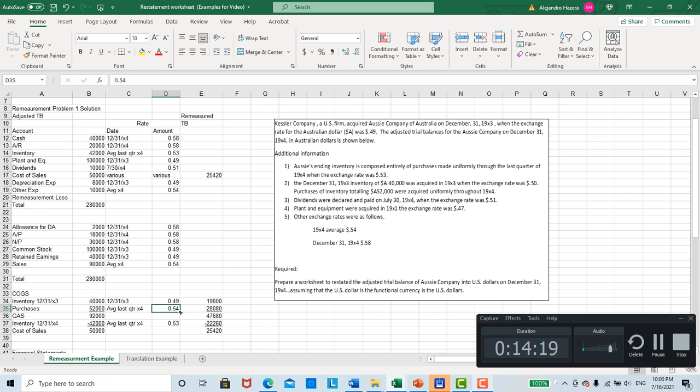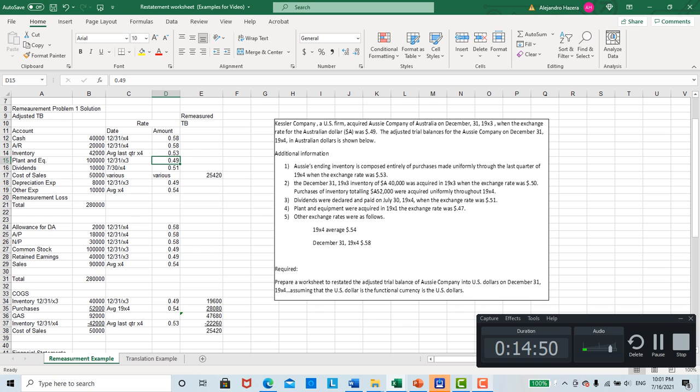Okay, now wait a minute. No, I'm going to change one thing here. It says purchases of inventory totaling 52,000 were acquired uniformly throughout 19X4, not the last quarter. So this is the correct rate, but this is the average for 19X4. It looks like the rates are correct here. Cash, 58. Inventory, that's the last quarter of X4, and that's what it says right here, 53 cents.